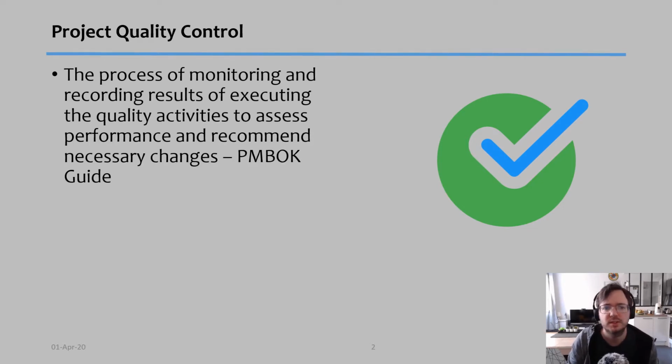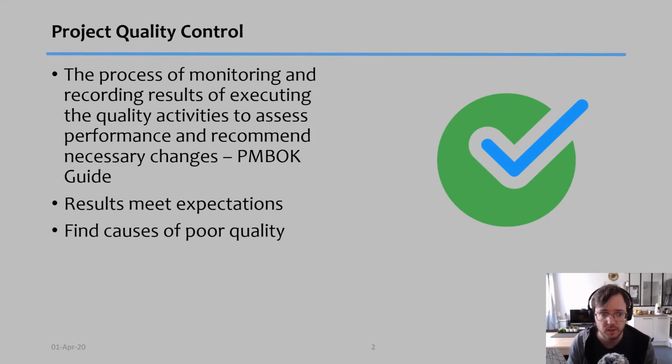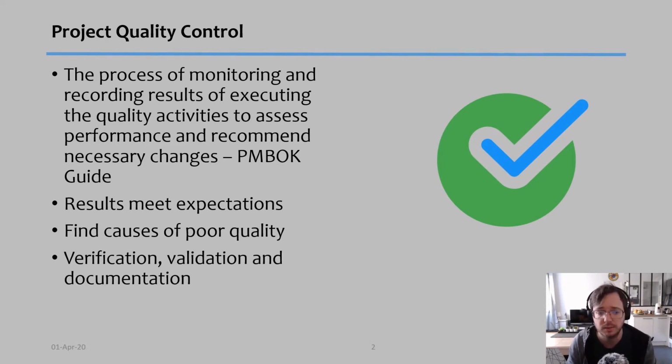This is the process of monitoring and recording results of executing the quality activities to assess the performance and recommend the necessary changes. In other words, it's the process of making sure that we are achieving the quality that we want to achieve for the project. This basically means that it results in meeting the expectations of our client or our sponsor for the project, and obviously finding the causes of poor quality problems. Why are we having some poor results in certain areas of the project? This means verification, validation, and documentation of all of this.